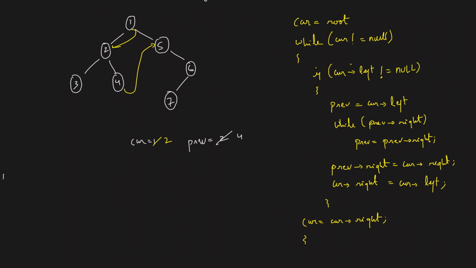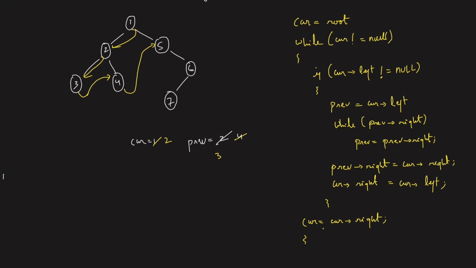Next, let's come back again. Does 2 have a left? Indeed it has. So previous will be this time 3. And I'll go on to right if there is any. So that doesn't exist any right. So this while loop will not be executed. I'm saying previous right, previous is 3, its right should point to cur's right. So it points to here. Again, super simple. And I'm saying cur's right, this guy's right, should point to 2.